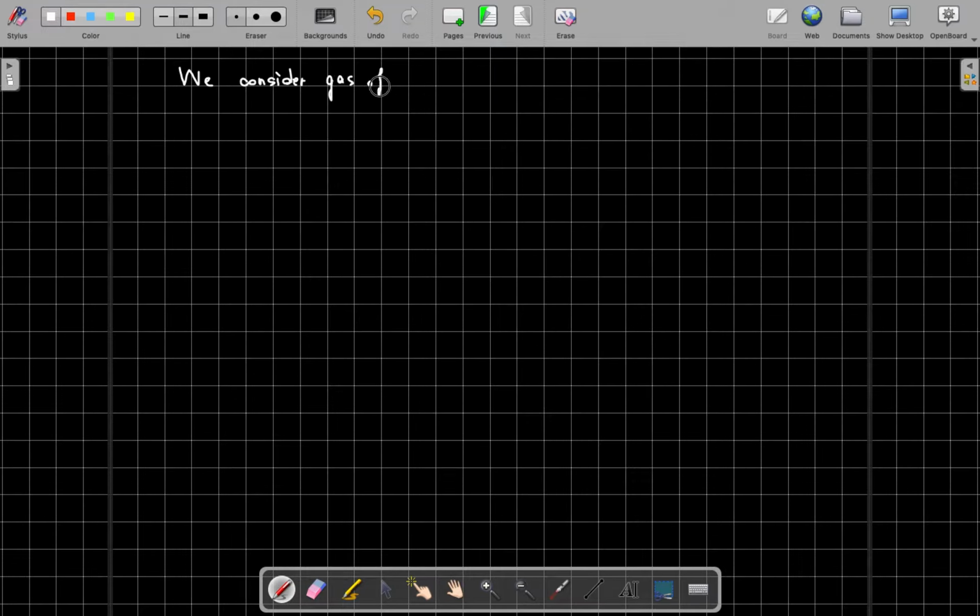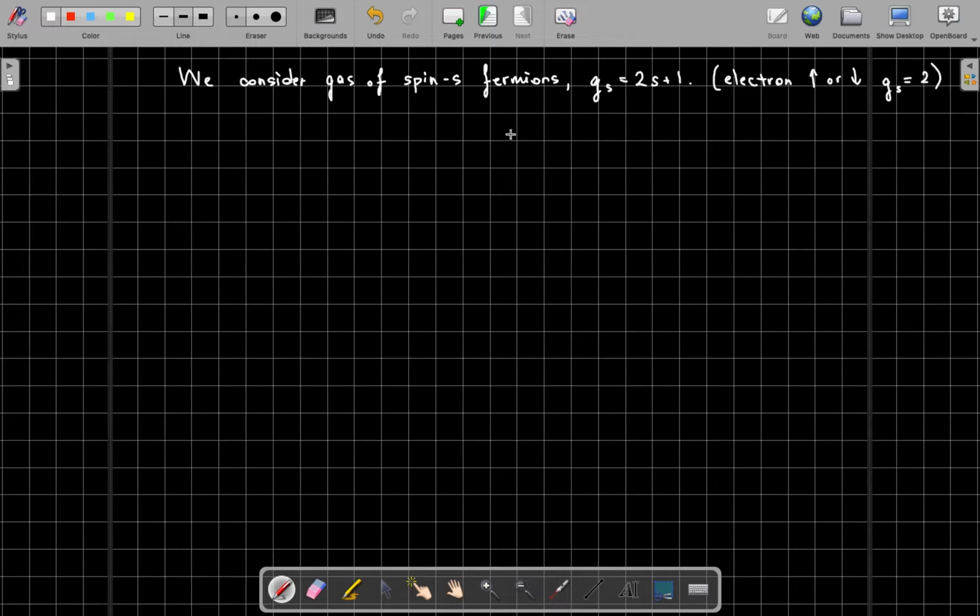a gas of spin s fermions, which means that we will have a degeneracy factor of 2s plus 1, right? This is the number of spin components along z that you can have for a spin s particle. So for example, for an electron, you can have spin up or spin down, so g_s is equal to 2.